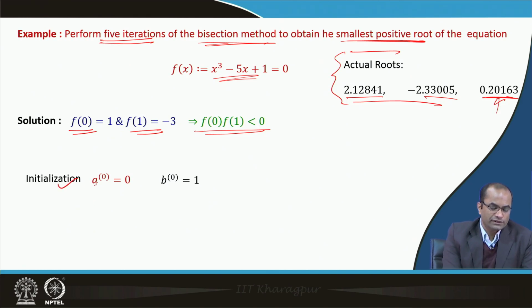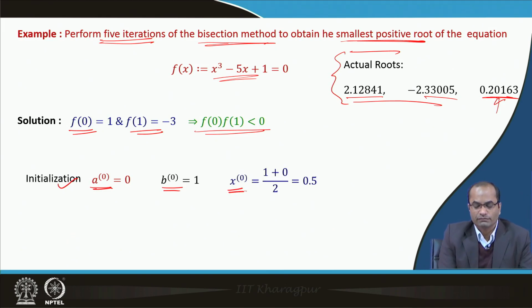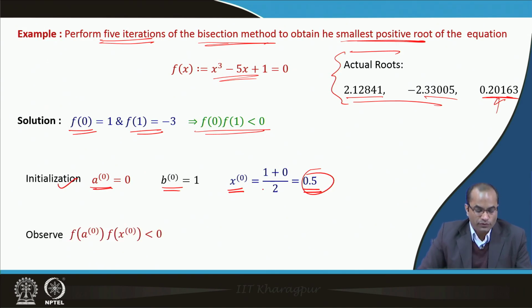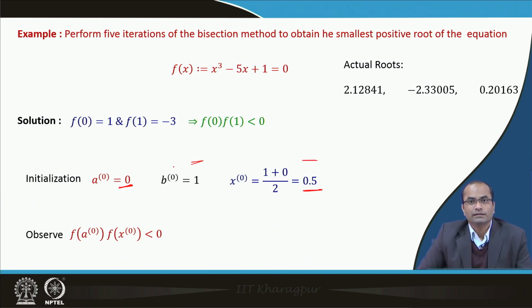So, we will do the initialization in our algorithm: a naught we will take as 0 and b naught as 1, and then we go with x naught, the middle point, as 0.5. So, (0 plus 1) by 2 is 0.5. This is our 0th approximation, or initialization, which says that x naught is 0.5. And now we have to bisect the interval. We will see whether the root lies between 0 and 0.5 or between 0.5 and 1. This is what we have to check.